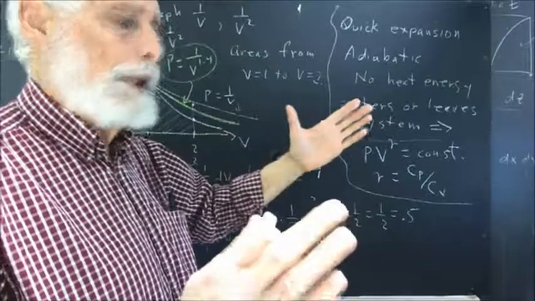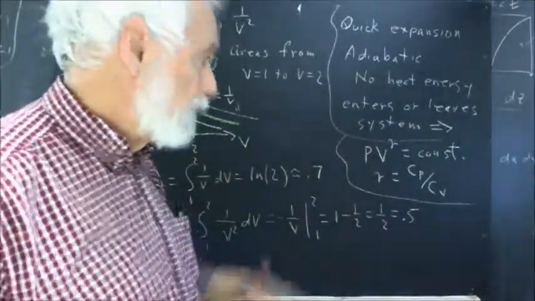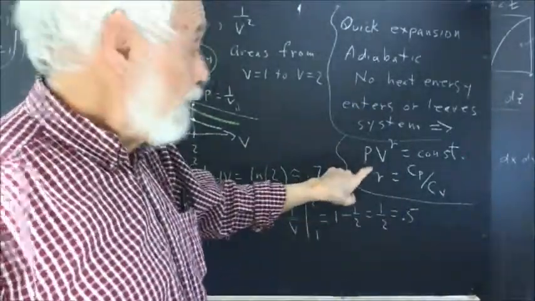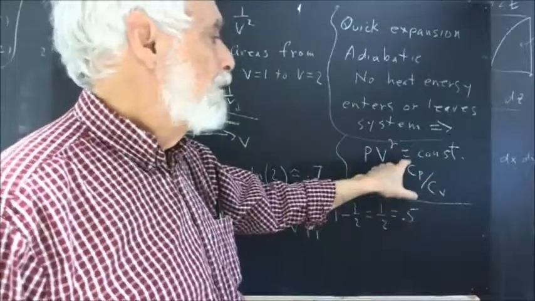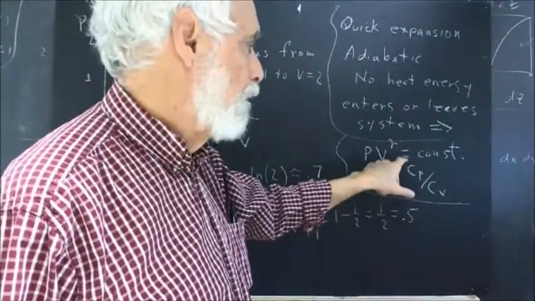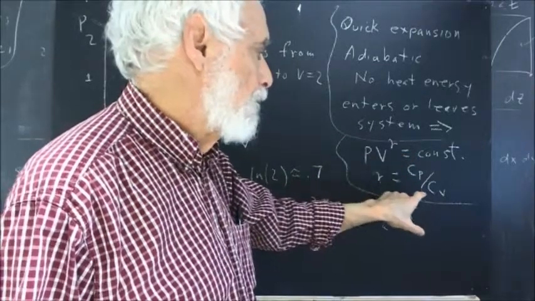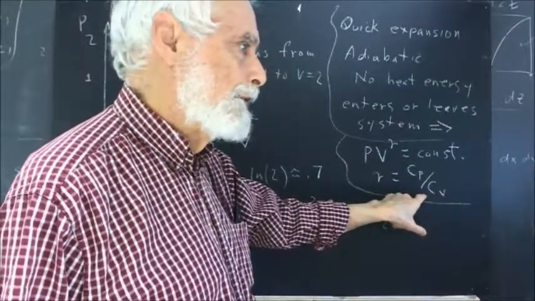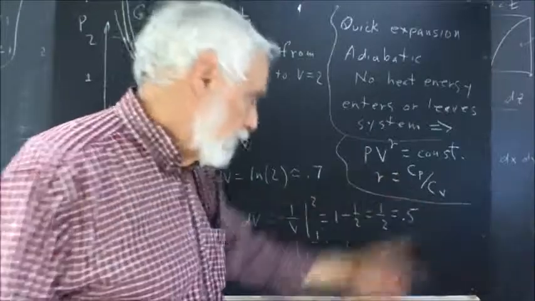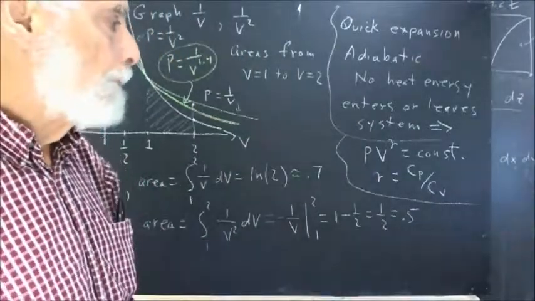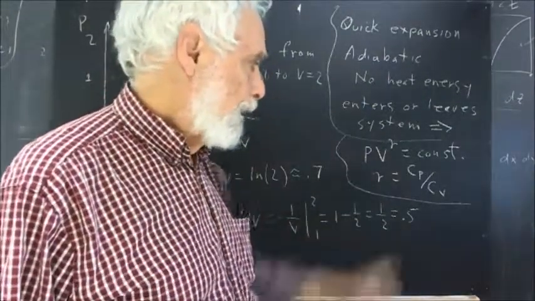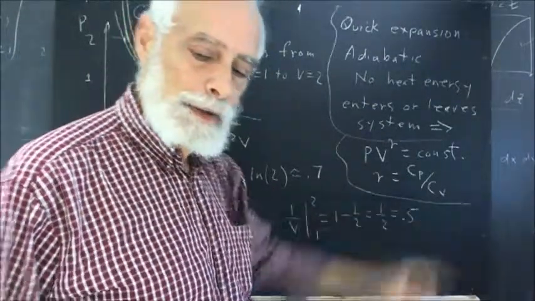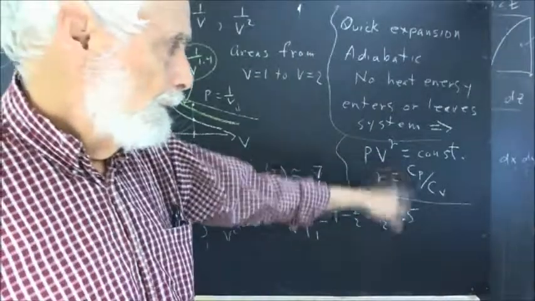You can also have an adiabatic compression. Quickly compress the gas, temperature is going to go up. In either case, PV to the gamma is going to remain constant, and gamma is Cp over Cv, the ratio of specific heat at constant pressure to specific heat at constant volume. And you should think through what gamma would be for air. You've had that information. Air being diatomic, Cp is 7/2 R, Cv is 5/2 R, so the ratio would be 7/5.